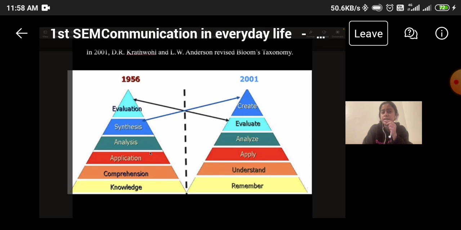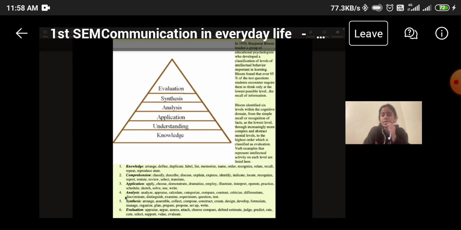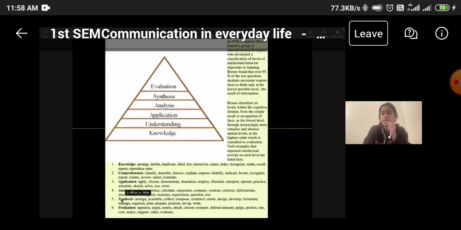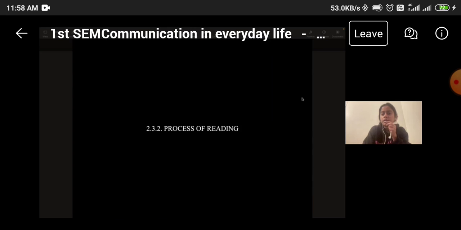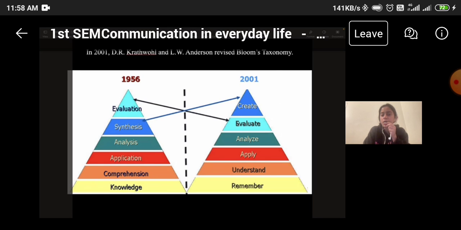Okay. So in the year 2001, Dr. Krathwohl and L.W. Anderson revised Bloom's taxonomy. So the term that was given to us as a part of synthesis was brought in place of evaluation. So evaluation right here is now the second last process before the creation of meaning.